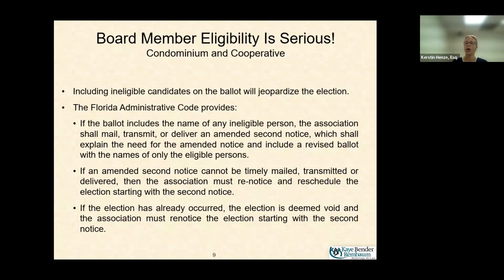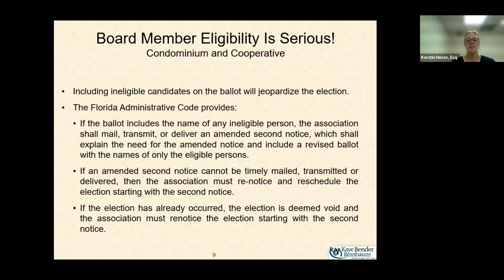In other words, when you reschedule your election, you don't have to resend your first notice of the annual meeting. You just start with that second amended notice. So you would only have to reschedule the election at least 14 days from the date that you could conceivably mail out that second amended notice. And then you'll have to include the corrected ballot and everything else that you would normally mail out with the second notice. So you're talking a couple of weeks, not a couple of months. That's good. Exactly.